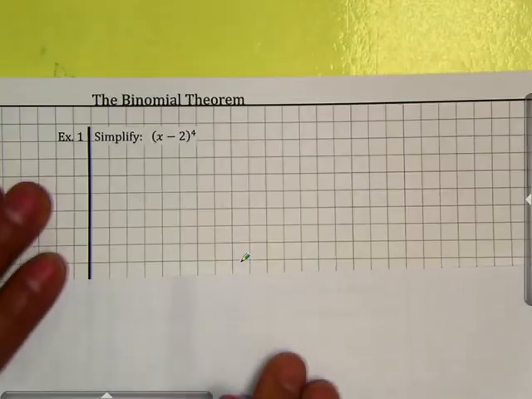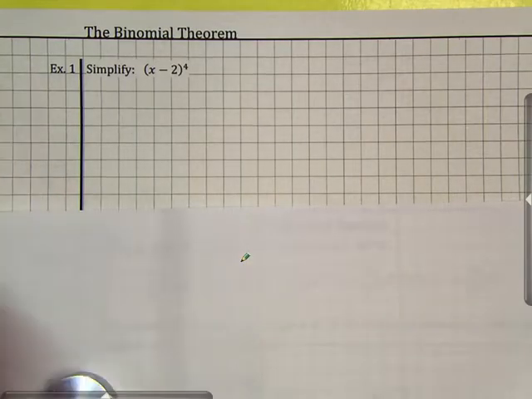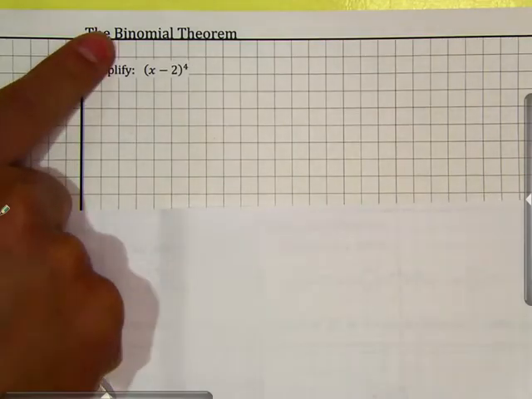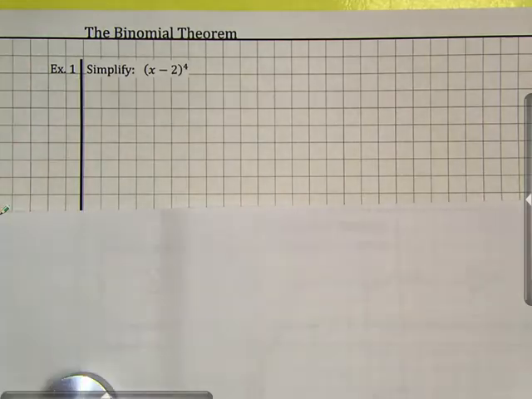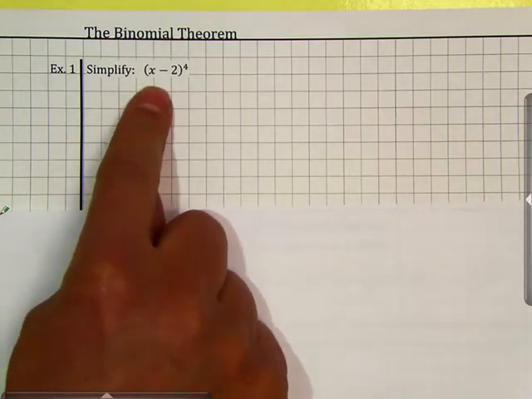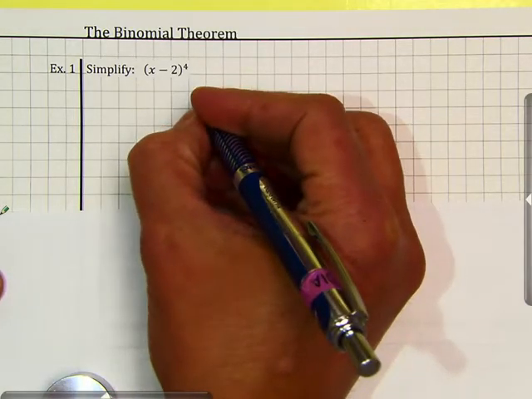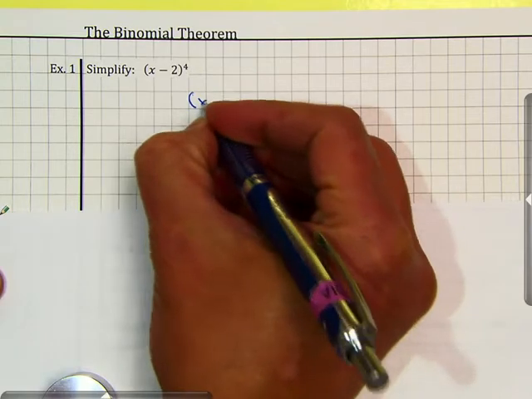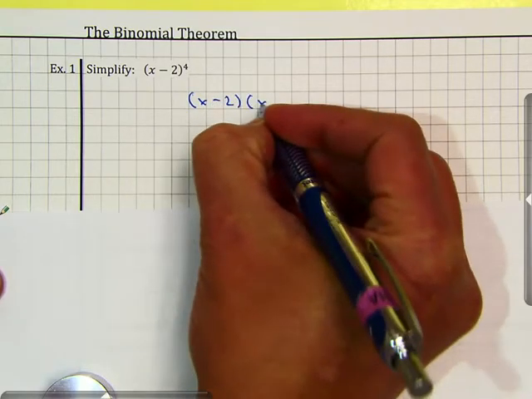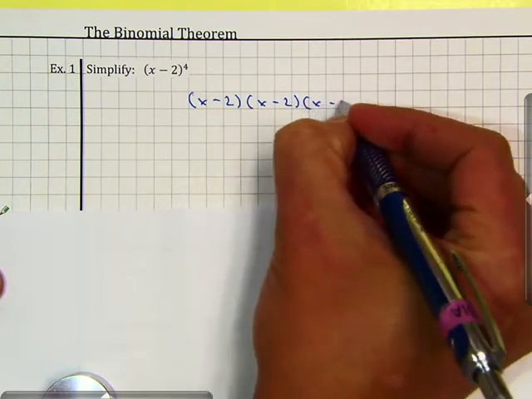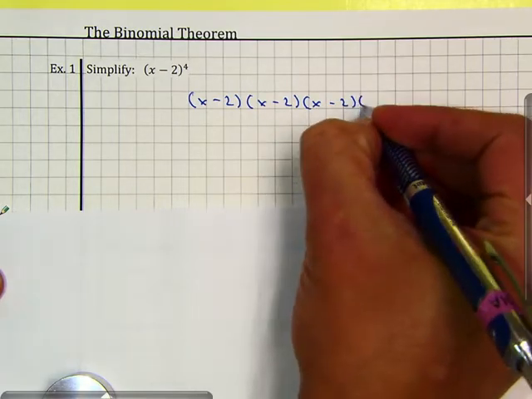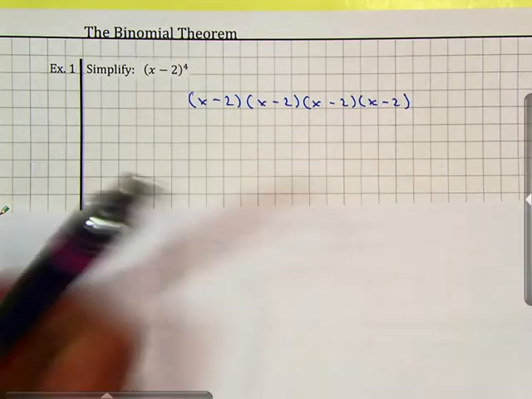Today we are going to be covering the binomial theorem, and this is something that you guys saw last year as well. But before we actually get to the binomial theorem, let's simplify the following expression, x minus 2 to the fourth power. So that means that we need to multiply 4 times. So I end up with x minus 2, x minus 2, x minus 2, and one more x minus 2.